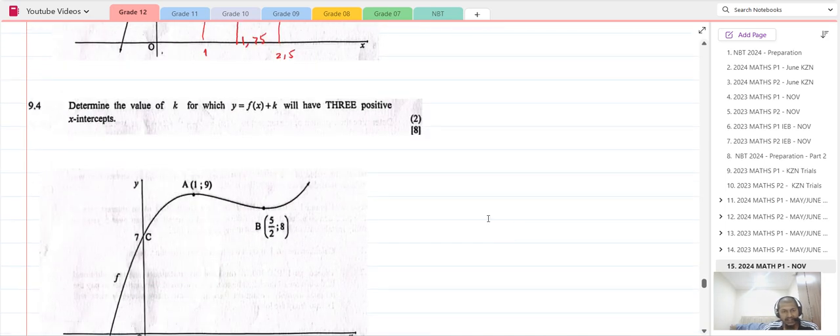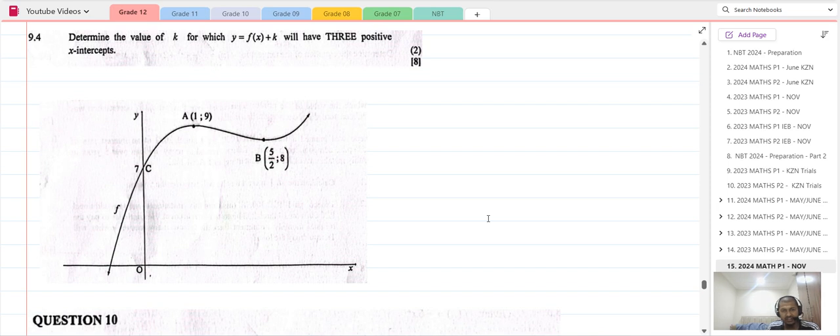Determine the value of k for which f of x plus k will have 3 positive x-intercepts. When will you have positive x-intercepts? At the moment, it has one real root, right?